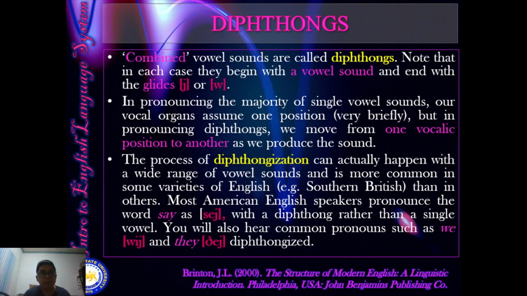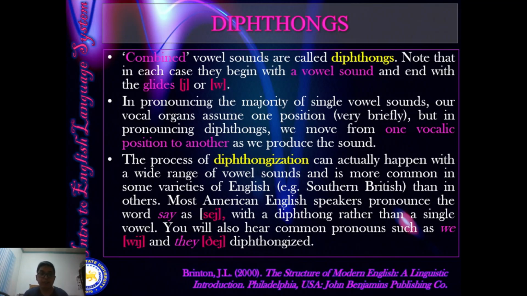Now let's start. The first combination we need to go over is your diphthong. Now these diphthongs are combined vowel sounds, and note that in each case they begin with a vowel sound and end with the glides y or w. So basically, it goes around your I, your ow, a, ew, if there's one, o, oi, right?